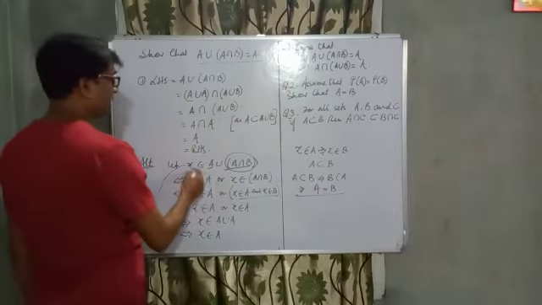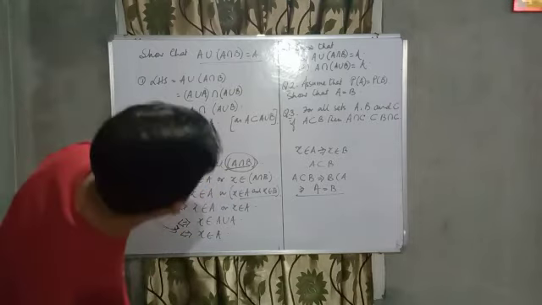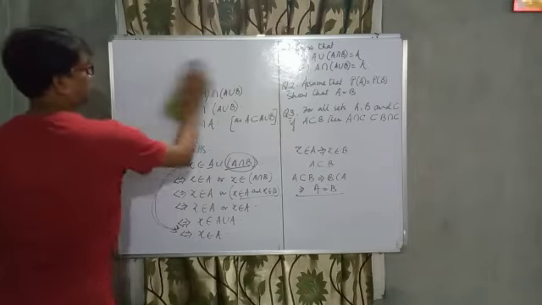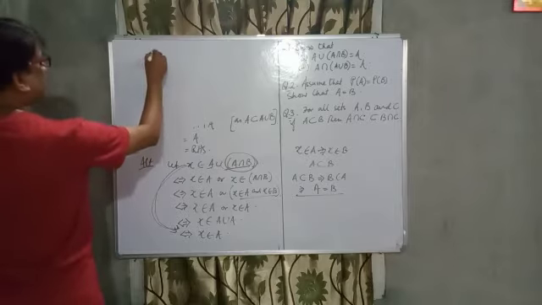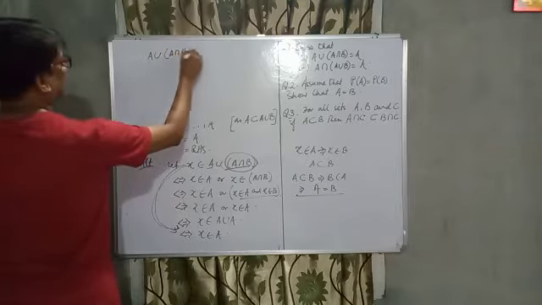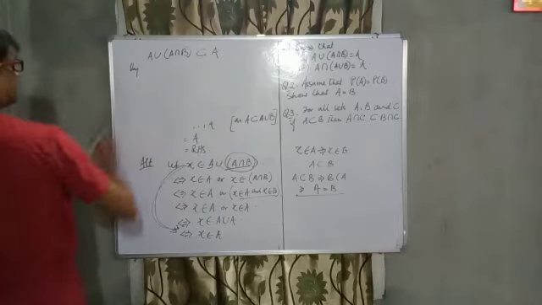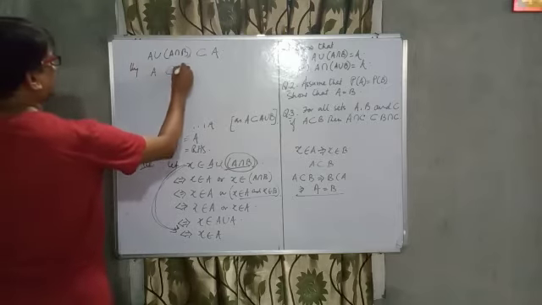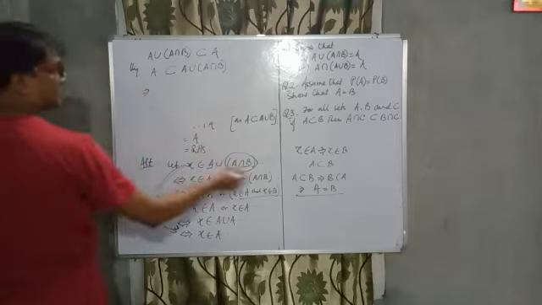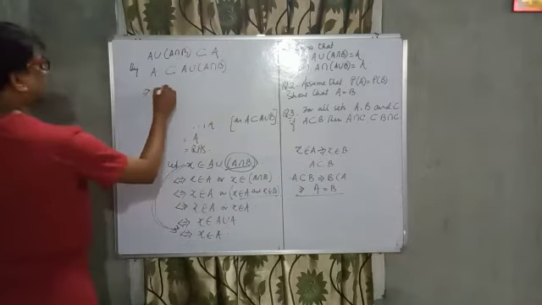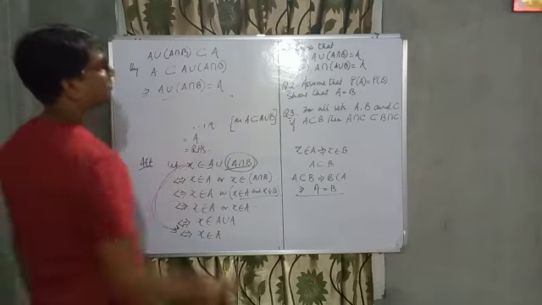Here what you can say? X is this and we are getting that. That means what? From here what you can say? A union (A intersection B) is a subset of A. Similarly, we can prove that A is a subset of A union (A intersection B). It implies what? From here what you can say? A union (A intersection B) is nothing but A. This is the proof. Okay?